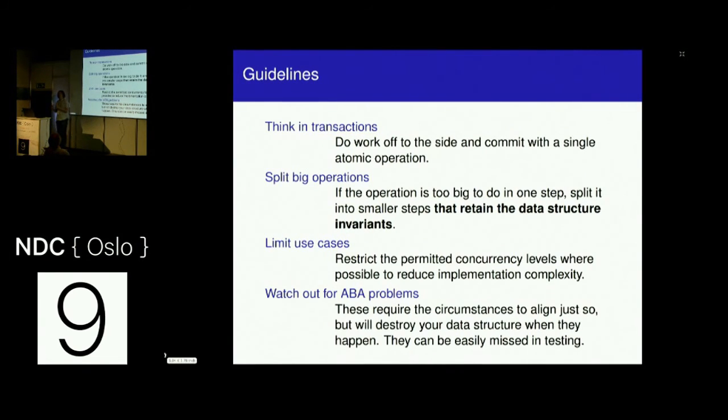So, more general guidelines. If you think in transactions, then that can improve things. If you do your work off to the side and commit with one atomic operation, there's now only the one operation to think about. So that can have a big benefit in terms of making sure that things are working correctly. If your operation is big, then if you can split it into smaller steps, which can in themselves be done as an atomic operation, possibly off to the side and then committed, then that can make things work. If you can manage to retain the data structure invariants between each step, then that can be good.